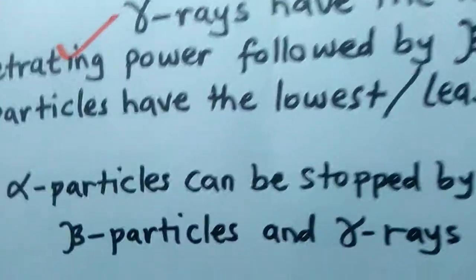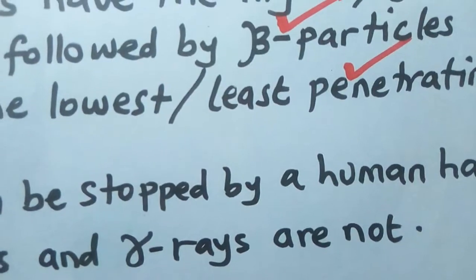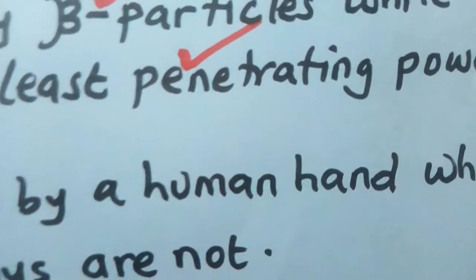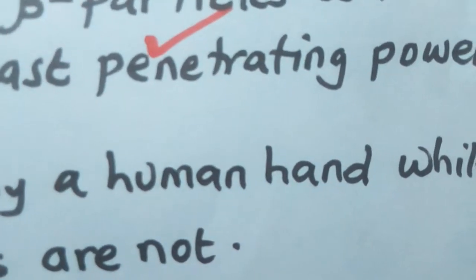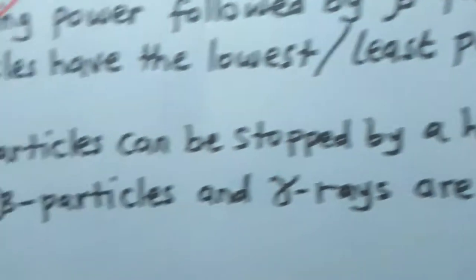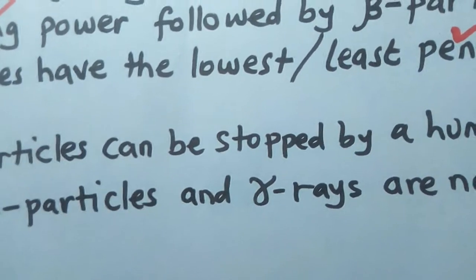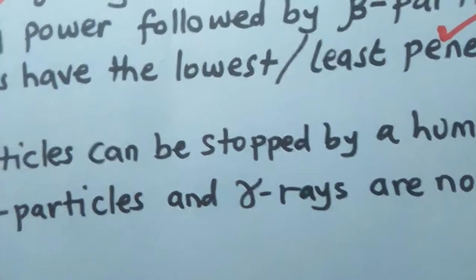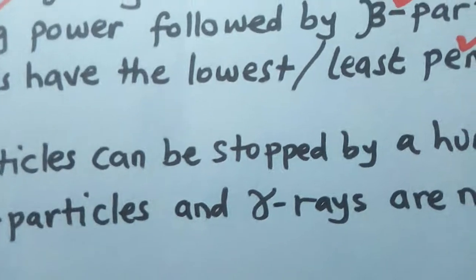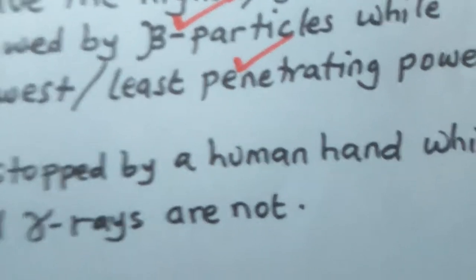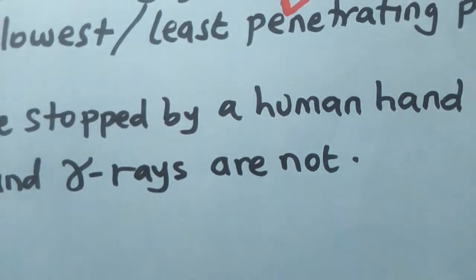Now we want to remind you that alpha particles can also be stopped by a human hand. So if we had put the human hand before even the paper, automatically the human hand could stop them, while beta particles and gamma rays are not. So when you put a paper, you realize that a paper can stop alpha particles, but cannot stop beta particles and gamma rays. In the same way, a human hand can stop alpha particles. So alpha particles can easily be stopped by a human hand.